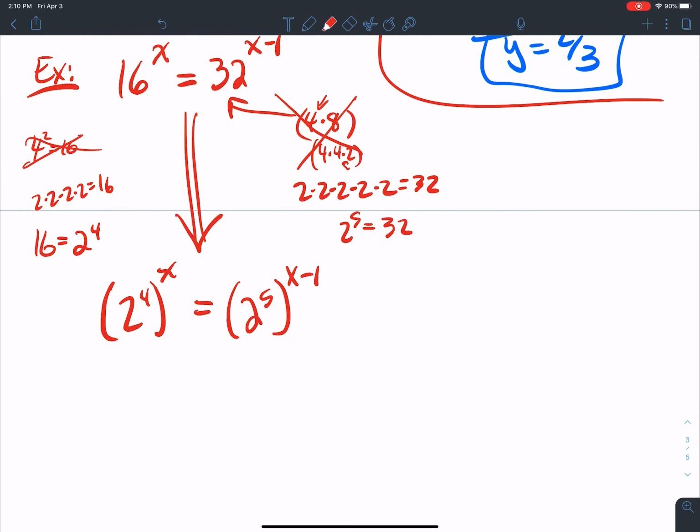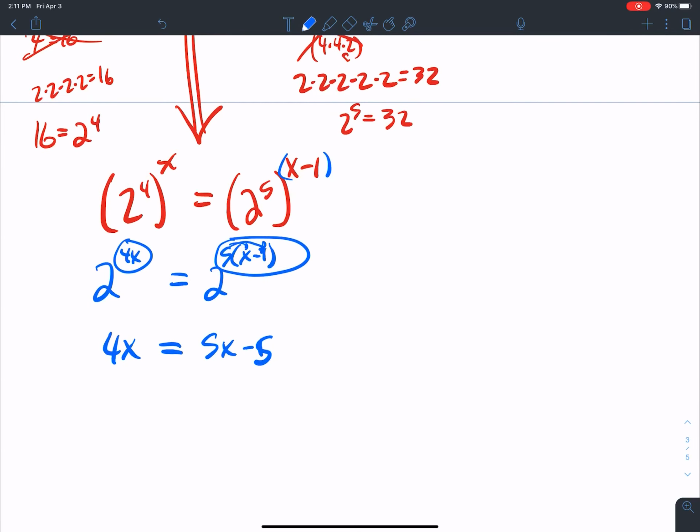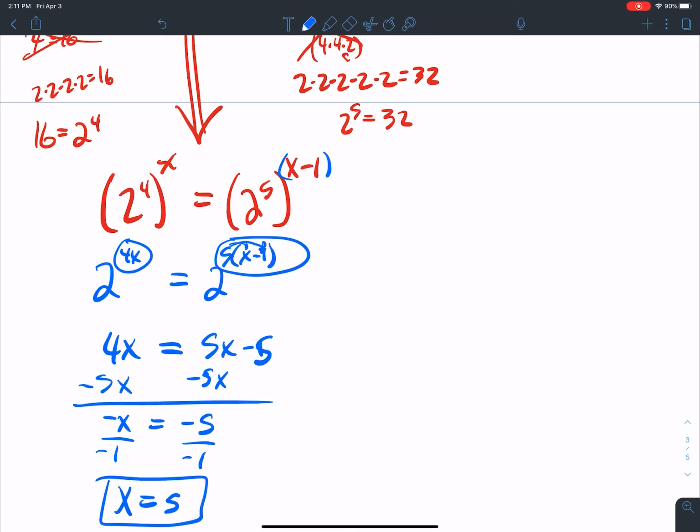So what do I do? Power to a power, multiply your exponents. What do you get? 2^(4x) equals 2^(5(x-1)). Don't forget your parentheses, distribute. So I have 4x equals, distribute this, I get 5x minus 5. So to solve for x, minus 5x minus 5x. Negative x equals negative 5, so divide by negative 1. I get x equals 5. X is equal to 5, how about that?